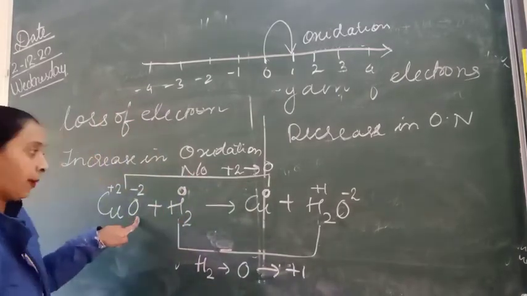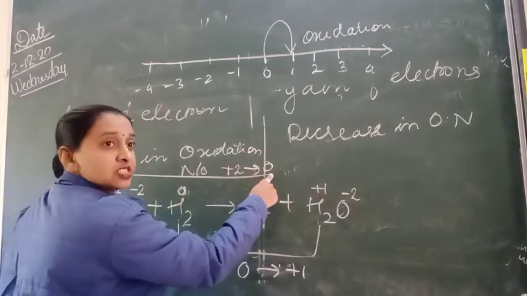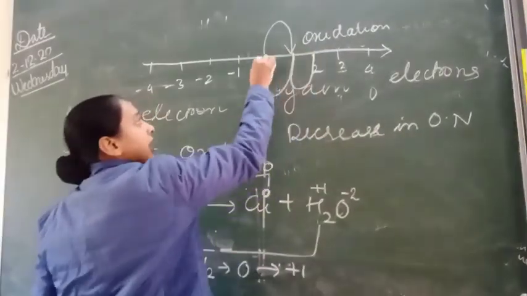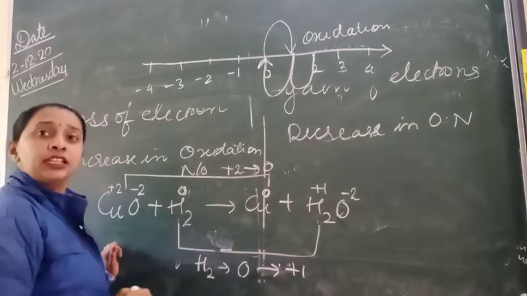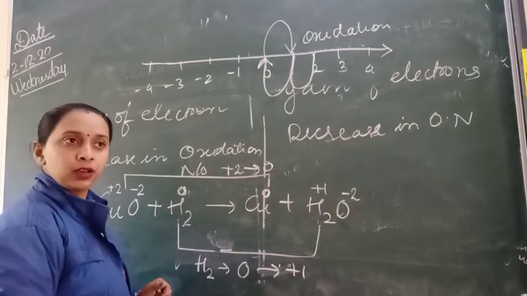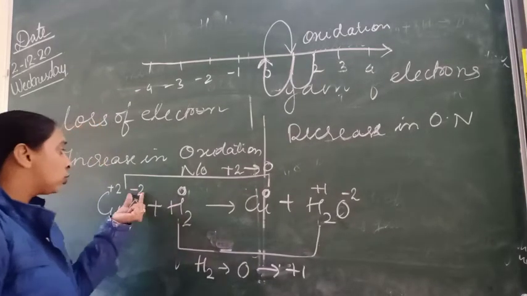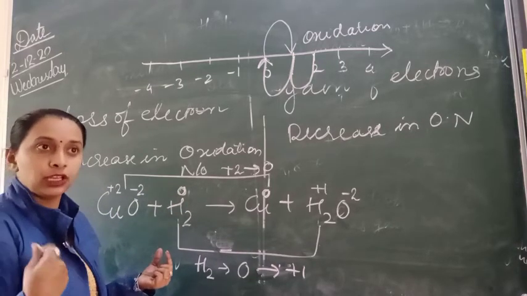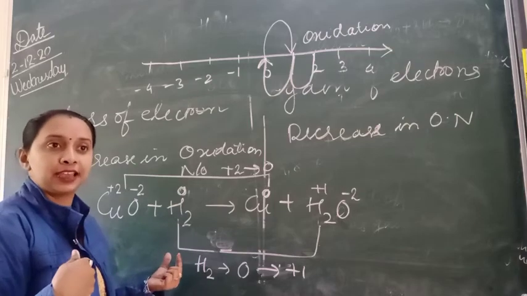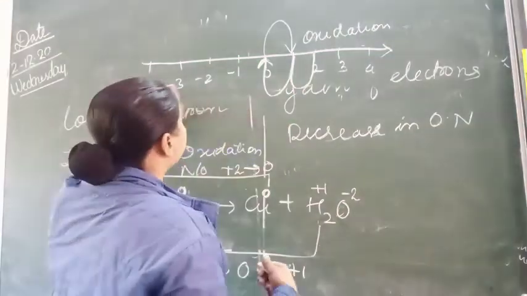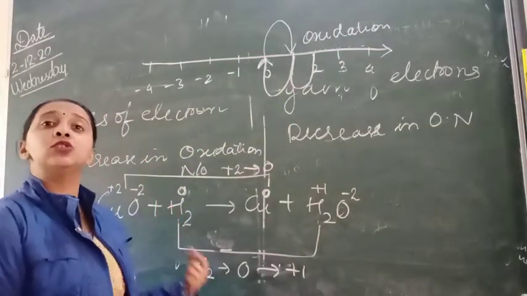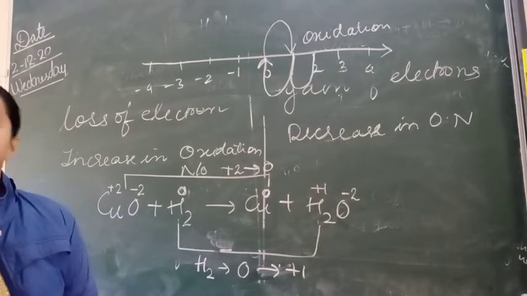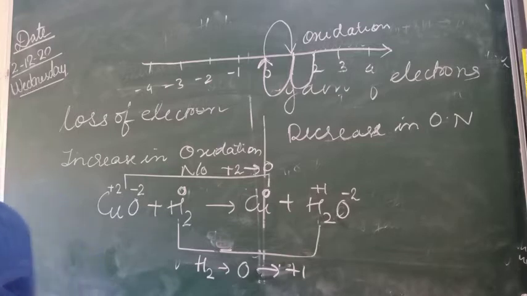Now when you see copper, +2 से कहाँ जा रहा है? 0. ऑक्सीडेशन नंबर डिक्रीज हो रहा है ना. +2 से कहाँ जा रहा है, 0 की तरफ जा रहा है. There is decrease in oxidation number. Yes or no? That means उसने एक्सेप्ट किए हैं इलेक्ट्रॉन्स, है ना. इलेक्ट्रॉन्स उसने क्या किए, गेन किए हैं. So whenever you move to the left hand side, then it is what, reduction. Are you understanding? Are you able to understand?